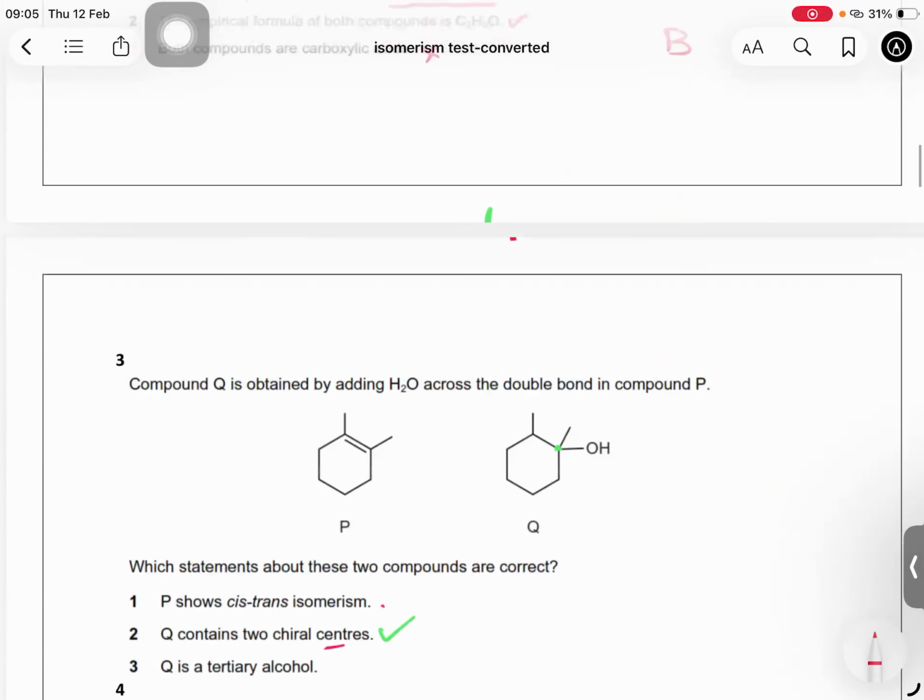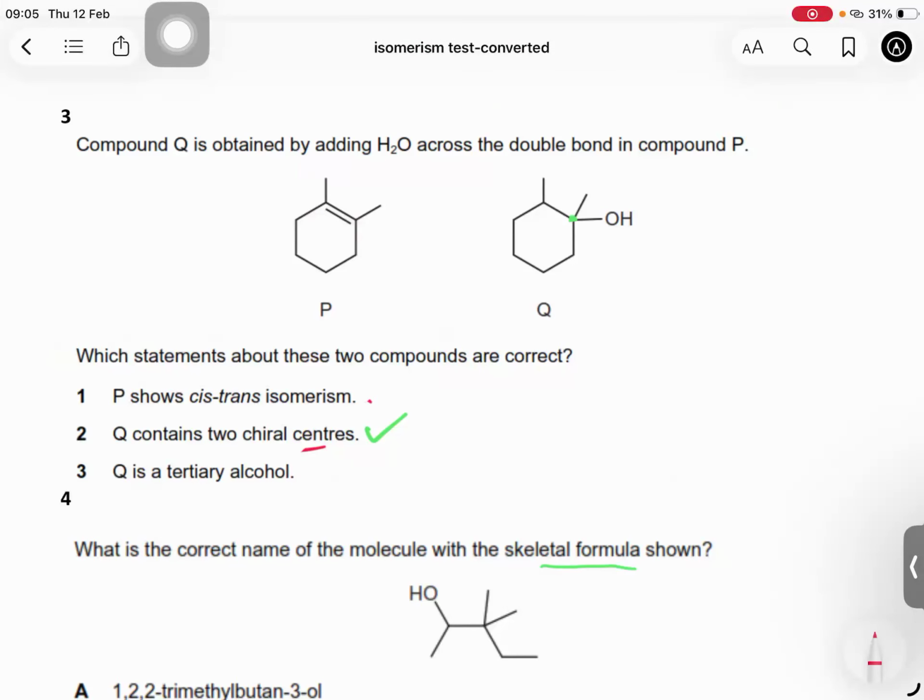Compound Q is obtained by adding water across the double bond in compound P. Which statement about these two compounds is correct? Cis trans isomerism, no. When there is only an alkane or alkene or a hydrocarbon with a double bond and ring, their trans cannot sustain a lot of pressure. So only when halogen or OH at least is replaced, then a double bond with the ring could have cis trans isomerism. So no cis trans isomerism in P.